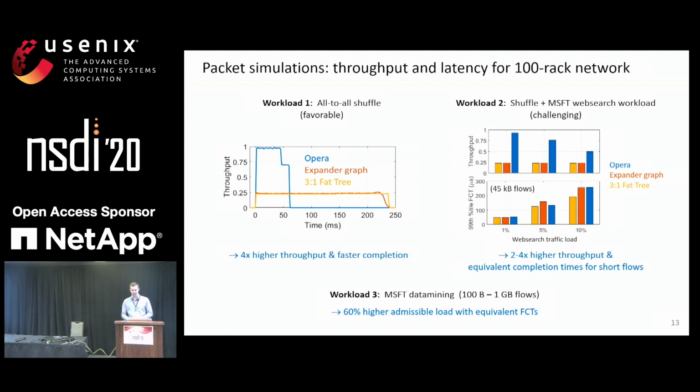So finally, we looked at a third workload, which was a data mining workload that included flows between 100 bytes all the way up to a gigabyte. And in that case, we saw that Opera could admit about 60% higher load than the other networks.